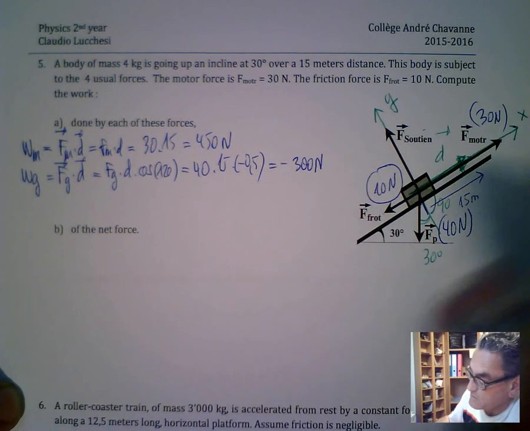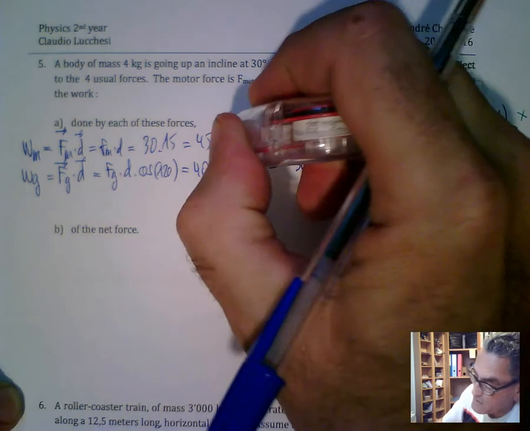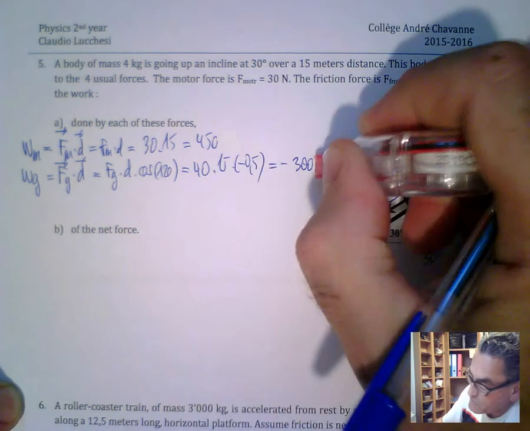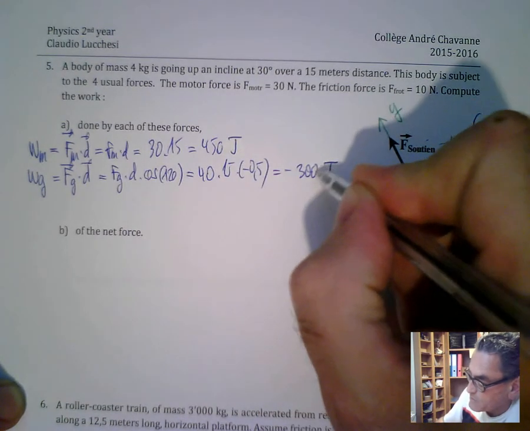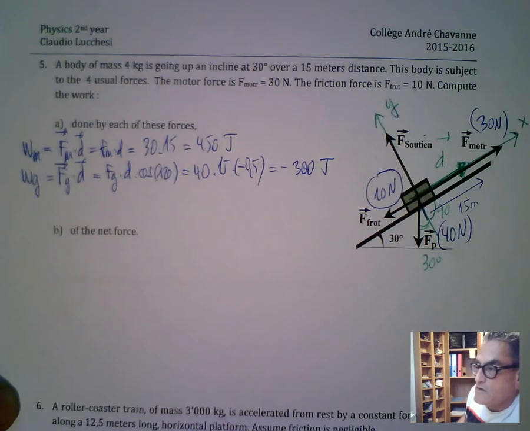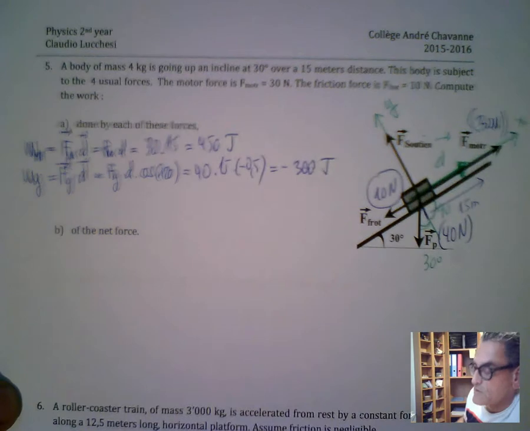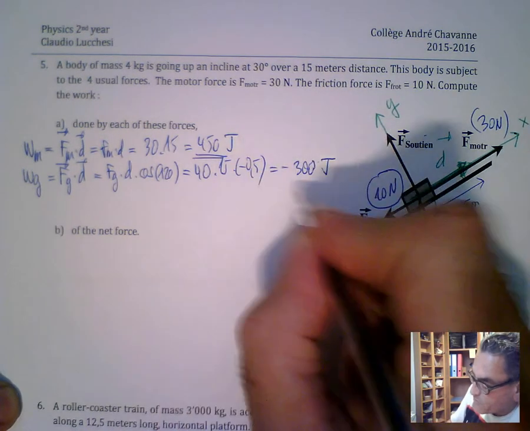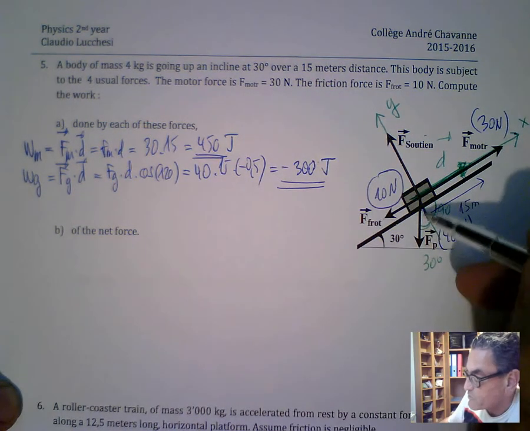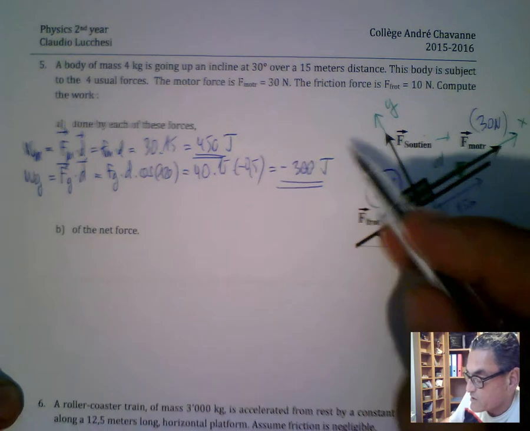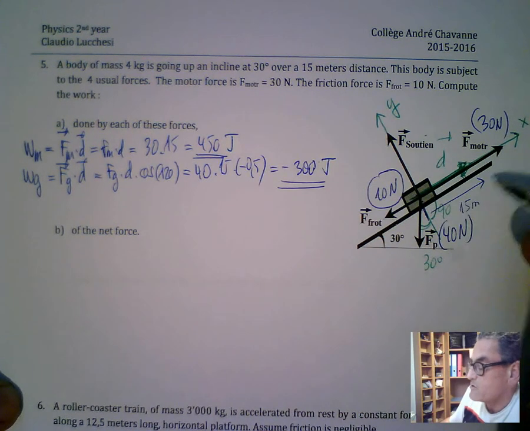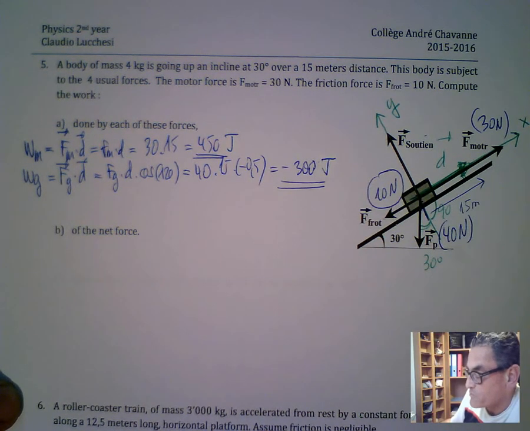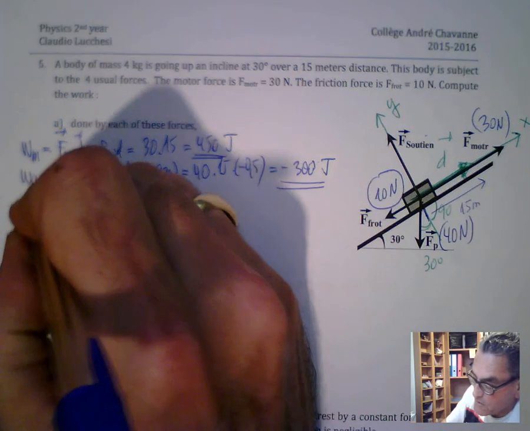Oh, sorry, I did a very bad mistake. I put newtons here. It's not newtons, it's joules. My God, I hope you will find in your heart to forgive me. Okay, it's joules. We have 450, we have minus 300. Of course, the gravitational force acts with a negative work because it's not directed in the direction of motion, it's opposite the direction of motion.